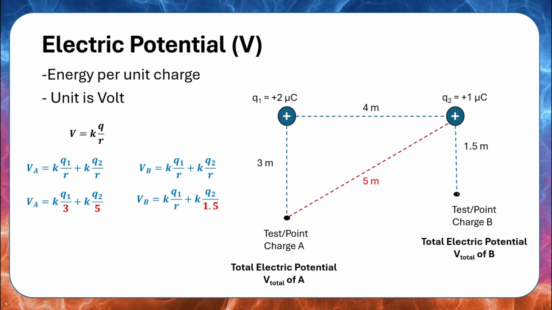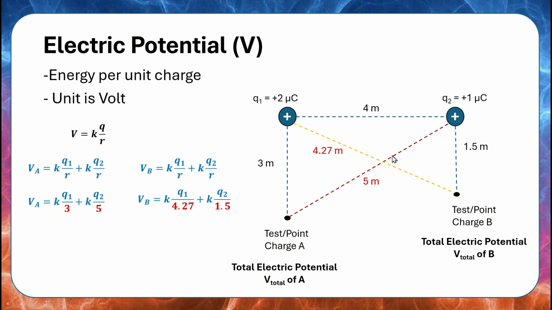And again, we're going to use the same method, the Pythagorean theorem, to find this distance. 1.5 squared plus 4 squared, add them up, and then square root. The answer is 4.27 meters. And we're going to put that in our r towards Q1.